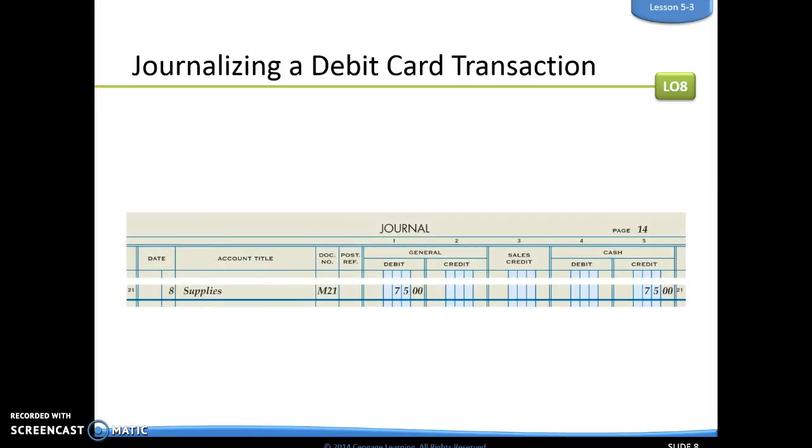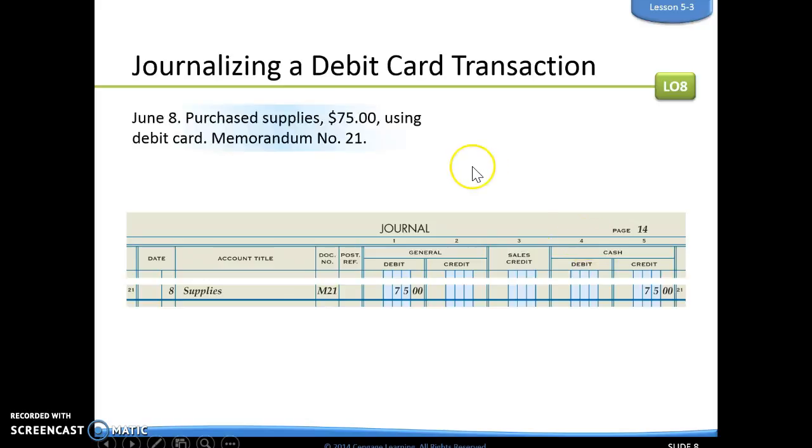So when we talk about journalizing a debit card transaction, here it says that we purchase supplies, $75 using a debit card. Notice this is the same transaction that we would do if we paid with cash. Because this $75, even though we used a debit card, is still coming out of our cash account. So we're going to credit cash and we're going to debit our supplies account.